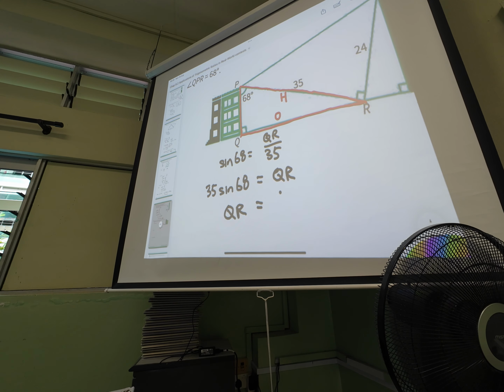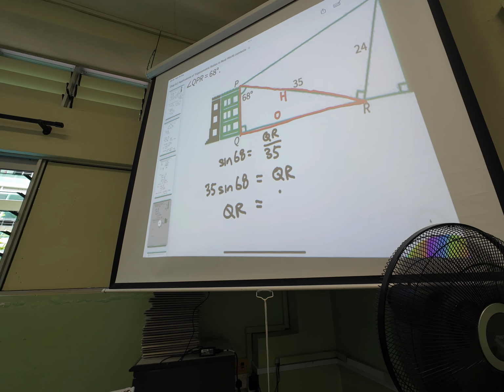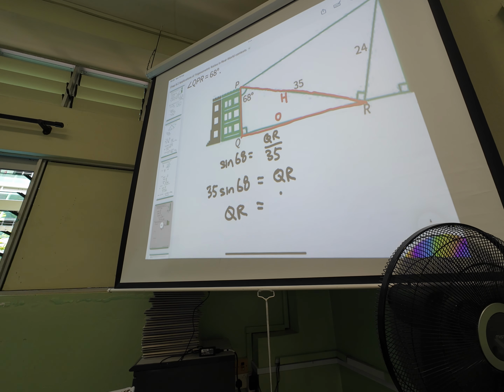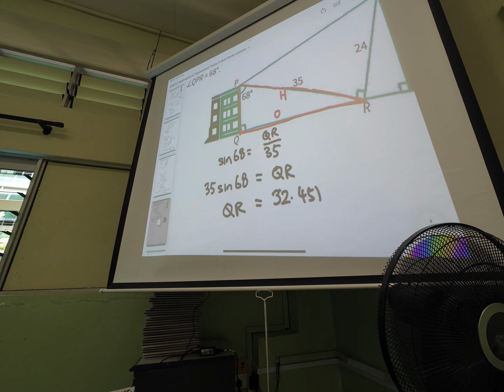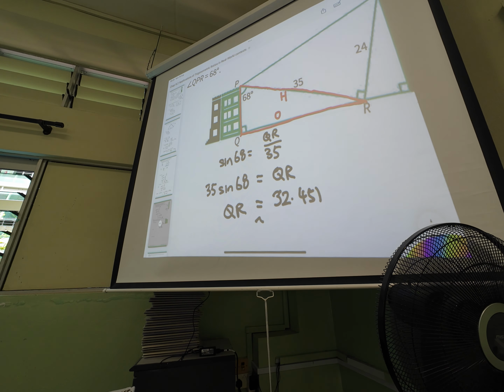Then again, just press calculator. Answer come out. 32.451, or roughly 32.5.